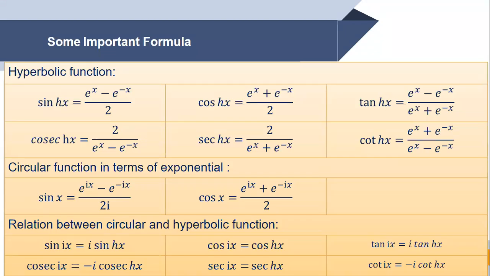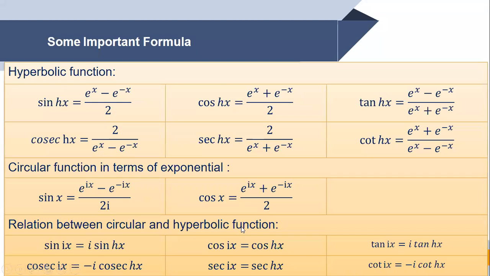Now some important formulas, like hyperbolic function, circular function, and the relation between hyperbolic and circular functions. First, hyperbolic function. Sine hyperbolic x is e raised to x minus e raised to minus x divided by 2. Cos hyperbolic x is e raised to x plus e raised to minus x divided by 2. We know that. Similarly, tan hyperbolic x, sec hyperbolic x, cosec hyperbolic x, cot hyperbolic x, and so on. Now, circular function in terms of the exponential form. Sin x is e raised to ix minus e raised to minus ix divided by 2i, and cos x is e raised to ix plus e raised to minus ix divided by 2.